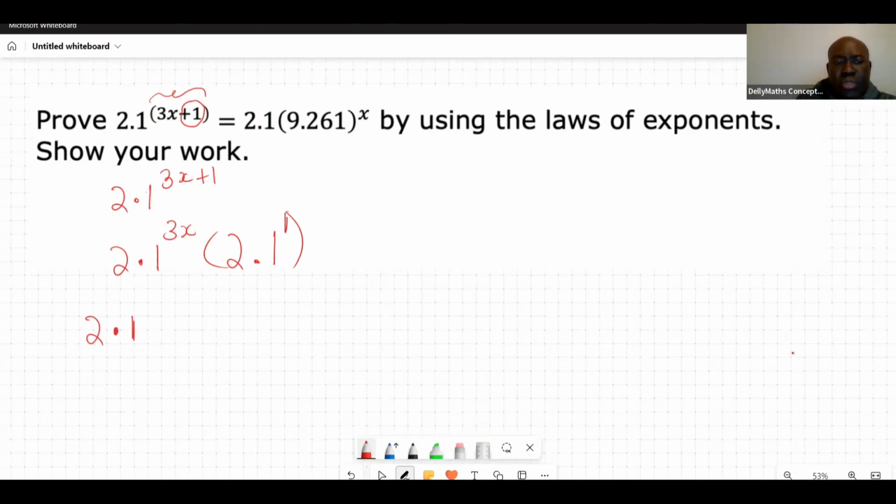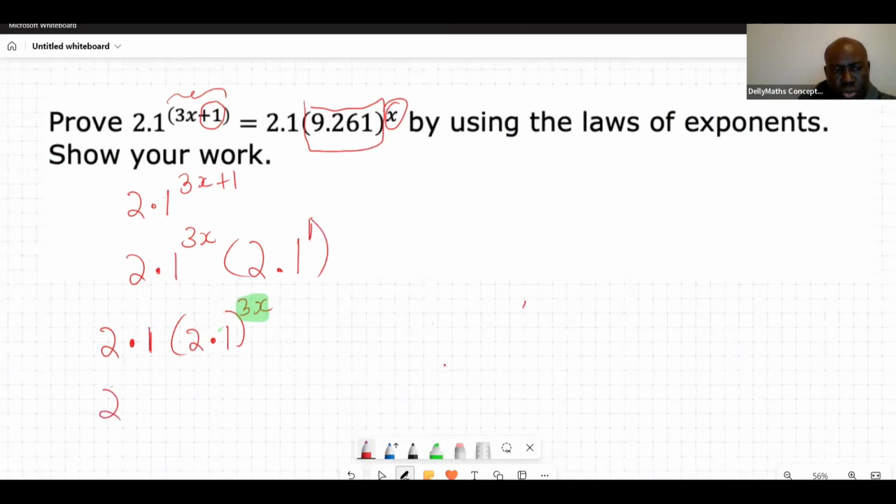So the next thing that I actually have is 2.1 raised to the 3x. But if you notice what I have to do, I need to create this number, and then I need to have an exponent of x. So I'm going to split this one more time. So I'm going to utilize the power of a power and split that. So this is what I would have now.